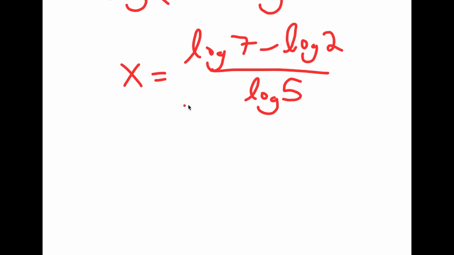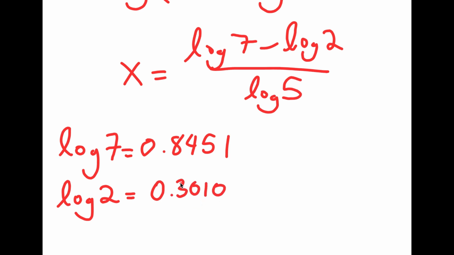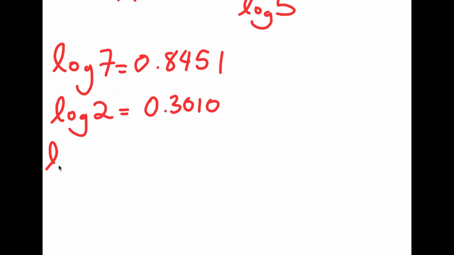Now from here, I'm going to plug in the values of log 7, log 2, and log 5. So to start, log 7 is equal to approximately 0.8451. Log 2 is equal to approximately 0.3010. And finally, log 5 is equal to approximately 0.6990.